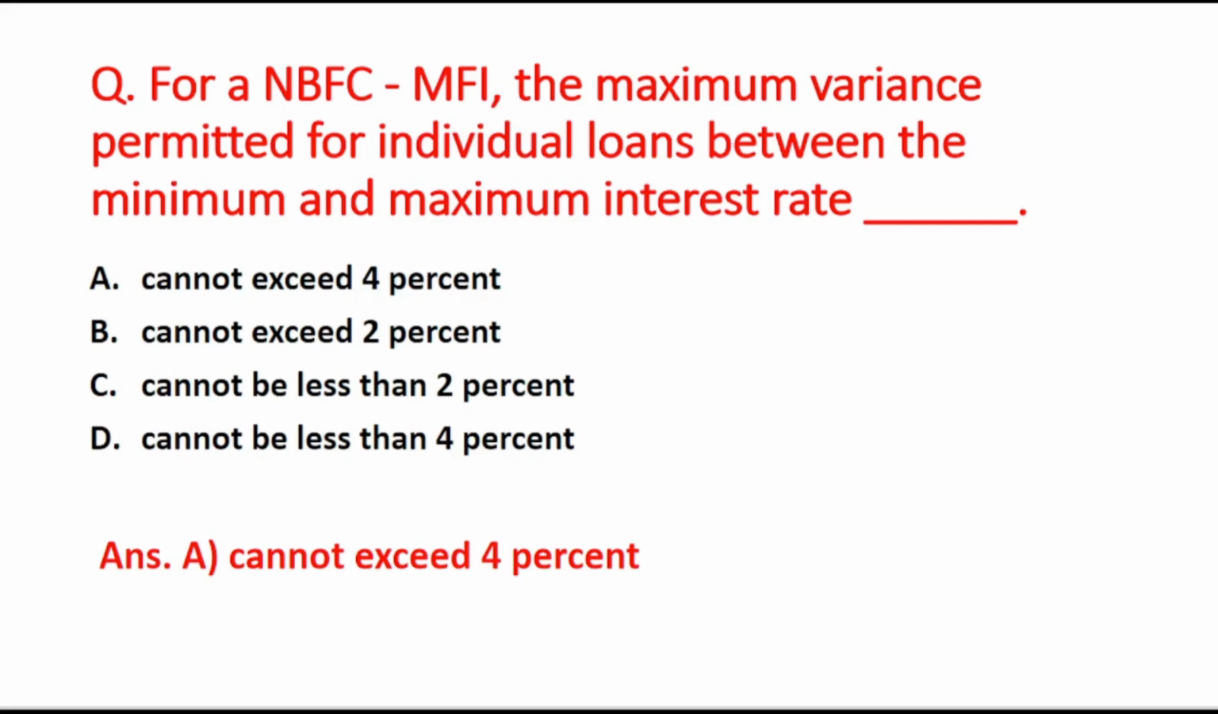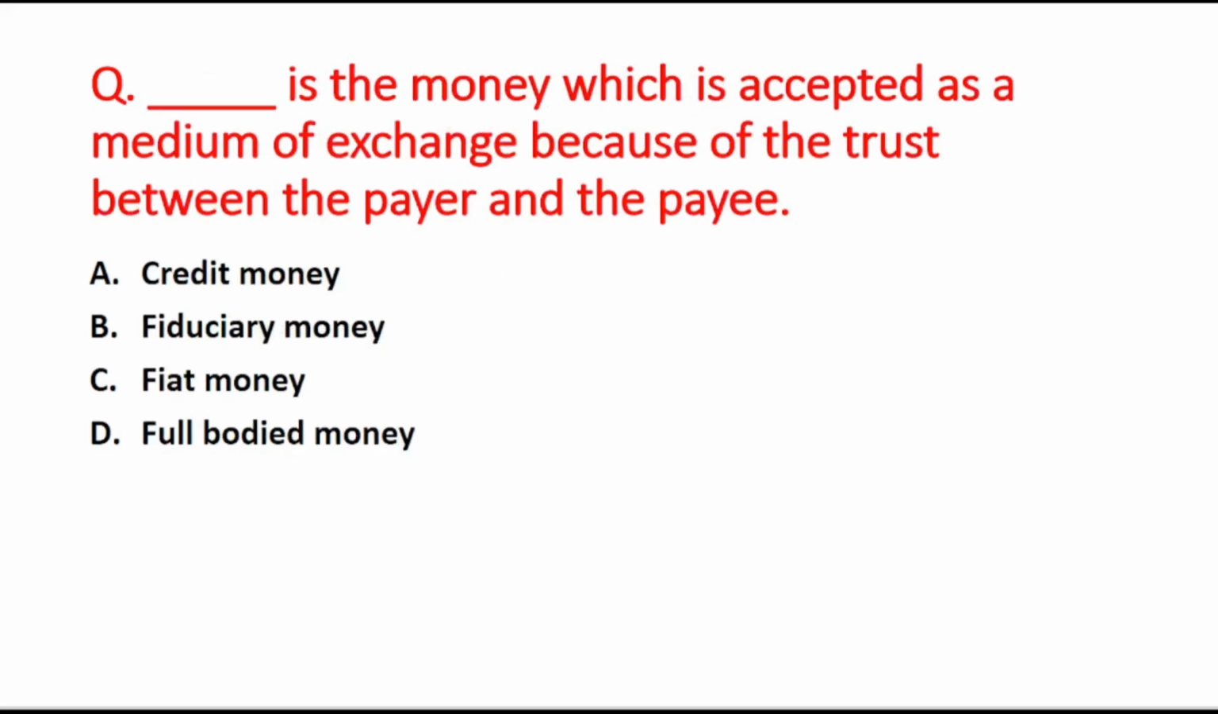Next question is, blank is the money which is accepted as a medium of exchange because of the trust between the payer and the payee. Your A option is credit money, B option is fiduciary money, C option is fiat money, and the D option is full-bodied money. Right answer is option B, that is fiduciary money.